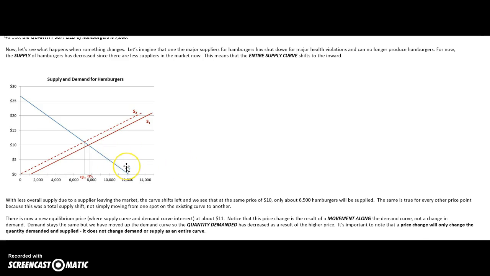And the demand curve in this case doesn't change. Remember, demand builds into it every single price that people are willing to pay. All that has to change is the quantity demanded. So we just moved from this point on the demand curve up to this point on the demand curve.